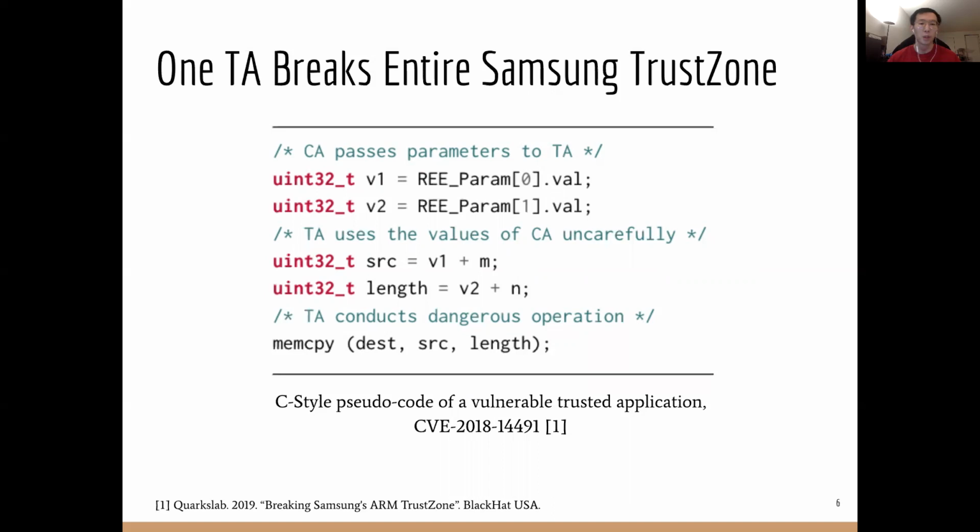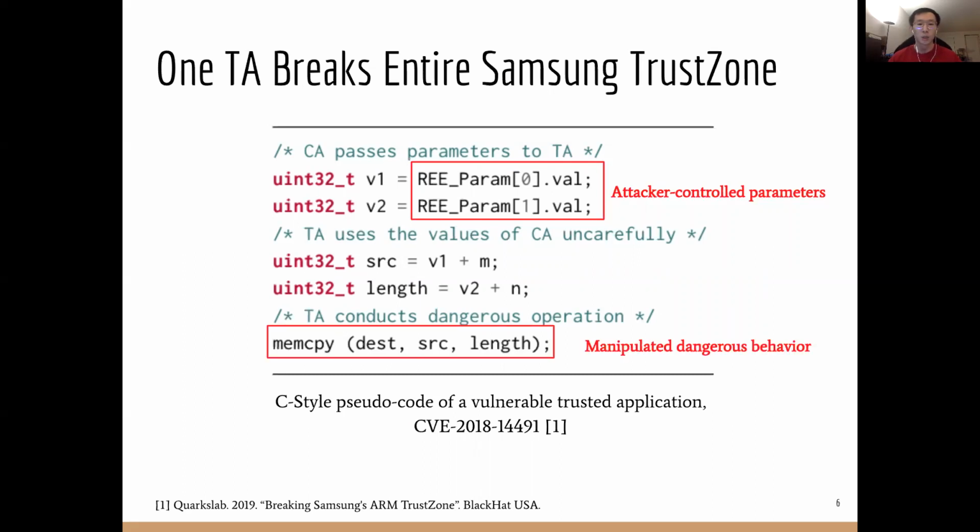As a recent example, at Black Hat 2019, one CVE was presented that compromises the entire secure world of the Samsung S5. I list the pseudocode here to present how this vulnerability is exploited. Basically, this vulnerable TA receives some untrusted parameters from the normal world, and then the TA uses them as a memory address without a proper check. As a result, the TA is manipulated to copy the wrong data for the attacker.